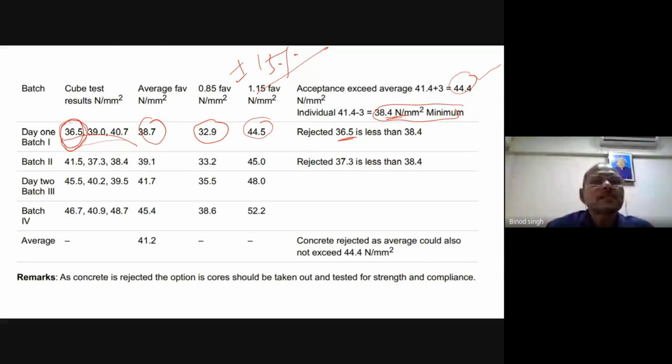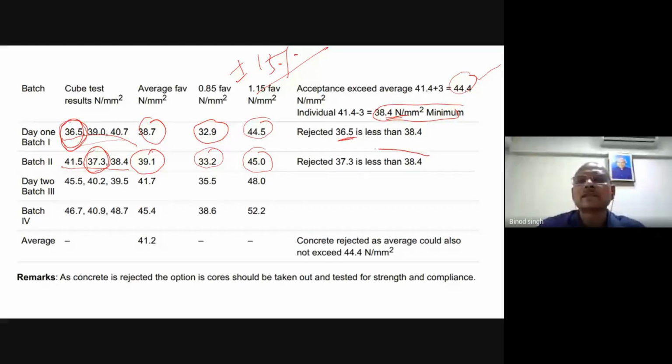Once again, say batch number 2. Once again, we have taken one sample. One sample consists of 3 cubes. So here we have got 41.5, 37.3, and 38.4. You make an average, we got 39.1. So once again, take 15% of this average. This is 33.2, and higher value of average 45. So what you are observing here, once again, the individual test result is 37.3, which is less than 15%. So this sample is also liable to be rejected if this is a doubtful case.